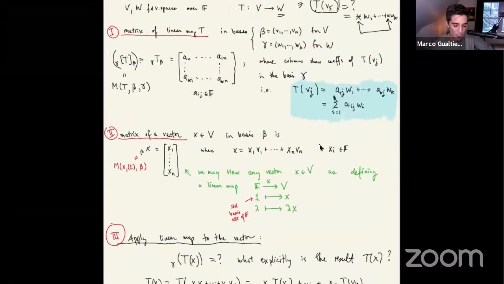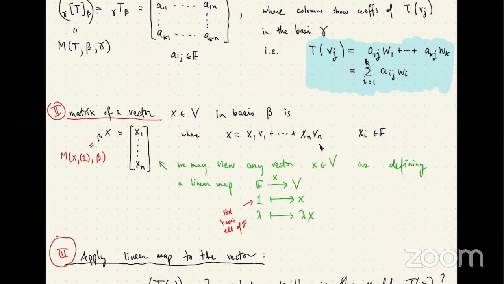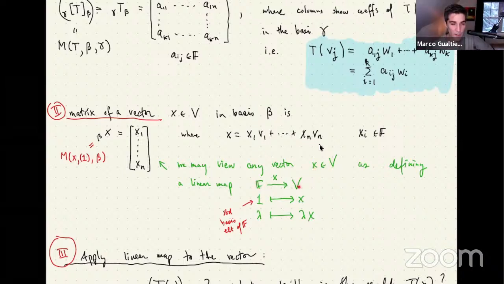What I was saying earlier is that the fancy way of thinking is written in green here. Any vector, you could think of it as a linear map, actually, a linear map going from the field to the vector space. Because how would you give a map from the field to a vector space? You just need to say where one is sent, and then you would know where every other number is sent by linearity. So a map from the field into a vector space is nothing but a vector in the vector space.